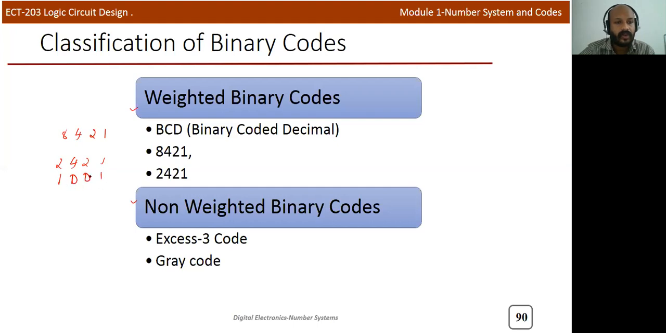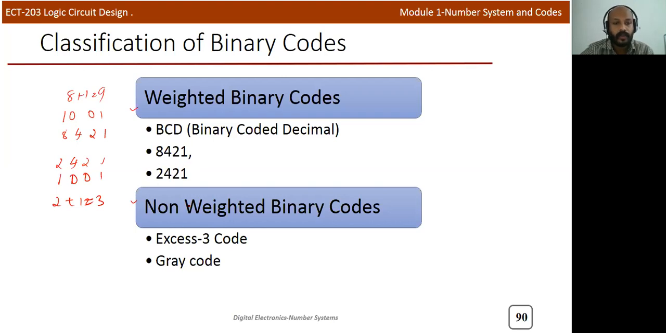In 2421 code, the 1001 is representing 2 plus 1. That is actually 3. But in 8421, this 1001 is actually representing 8 plus 1, 9. So that's the difference. If you know the weights of the positions, you can easily calculate the value. So that kind of sequence or coding system is known as weighted binary code. So BCD is a type of weighted code. Another name for this BCD is 8421 or 2421. There are n number of weighted codes.